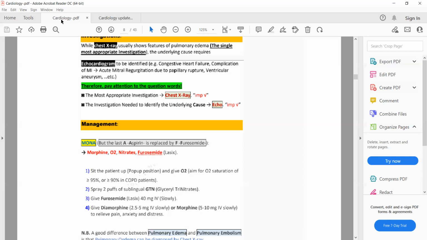So again, a short summary of the management of acute pulmonary edema. Acute pulmonary edema is managed by sitting the patient in proper position, oxygen, glyceryl trinitrate, and furosemide, and morphine and diamorphine. So this was all about acute management of pulmonary edema.